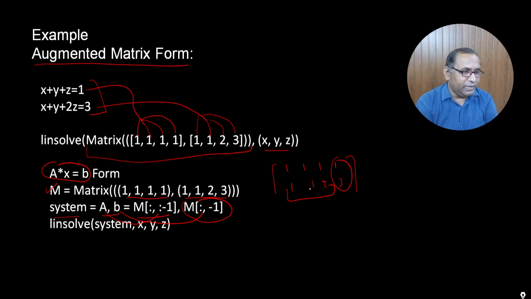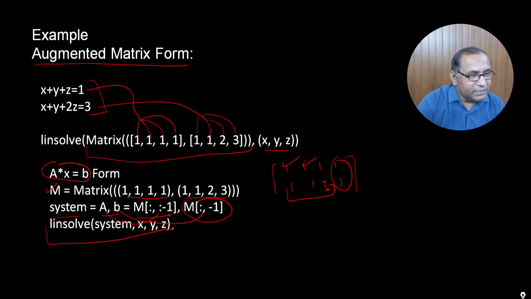So this is the way. This is the last column. We want to take the first column, then the second column, then the last column is this one. It will choose in the same way. Then we will use linsolve here. This is the way to write the system of equations, and first is the system, then x, y, z.